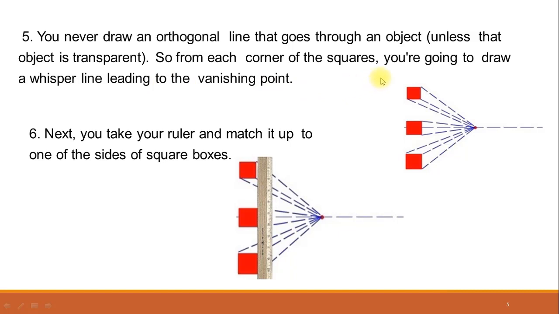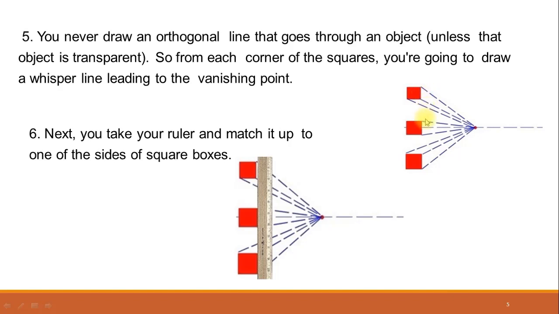Simple as that. Dear student, note that you draw a line from this corner and touch the vanishing point. Similarly, join this corner to the vanishing point, and also join this corner to the vanishing point. These lines are called orthogonal lines. Why are these lines called orthogonal lines? Because the angle between this line and this corner is 90 degrees. That's why these lines are called orthogonal lines.